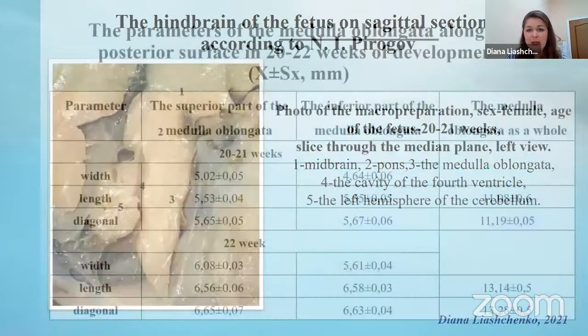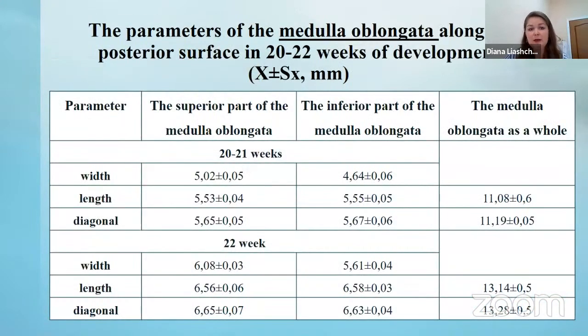To receive detailed quantitative data, we measured the medulla oblongata, the superior part, which is wider, and the inferior portion too, because we think that our data can be useful for ultrasonic doctors to reveal maybe congenital defects of the medulla oblongata, and our data you can see before your eyes.